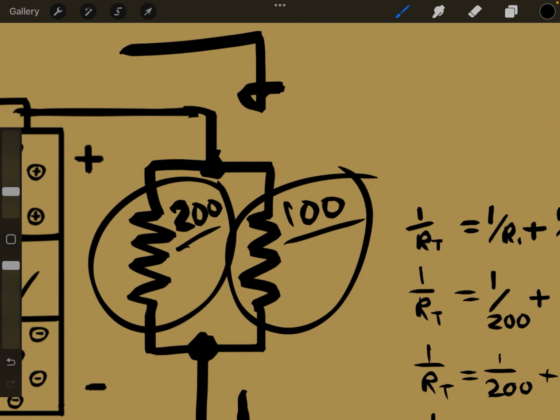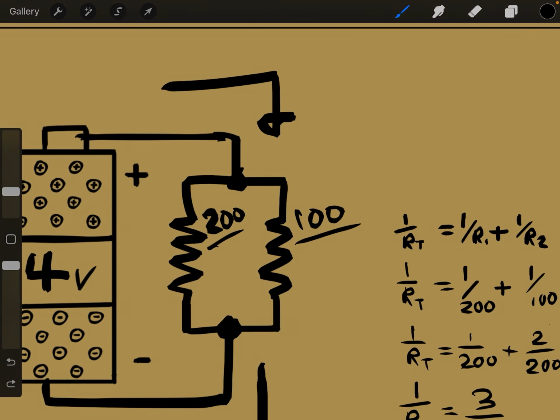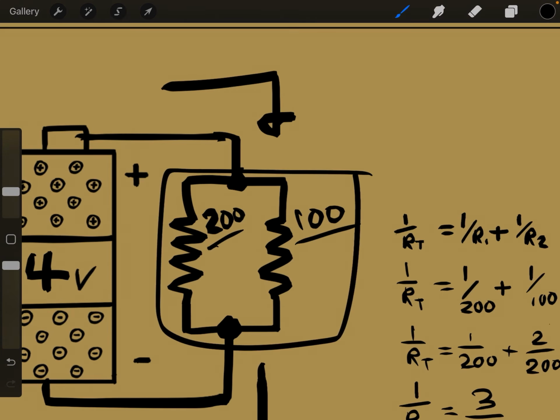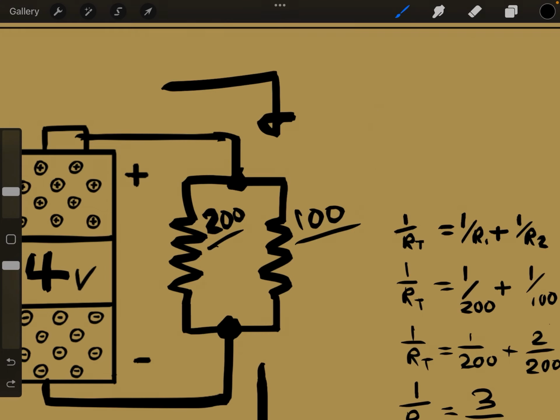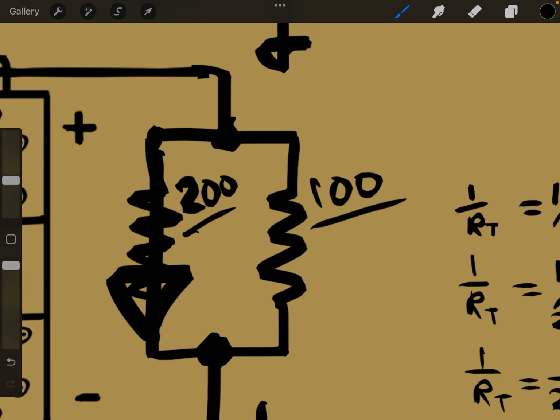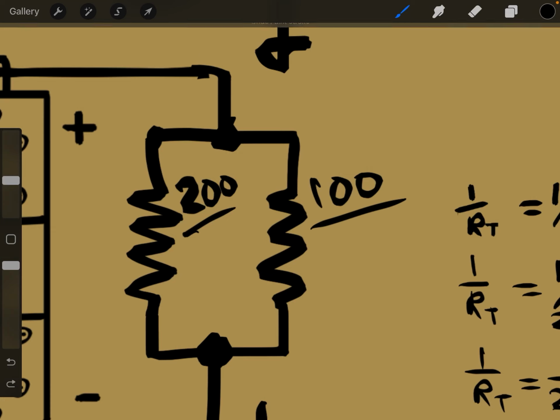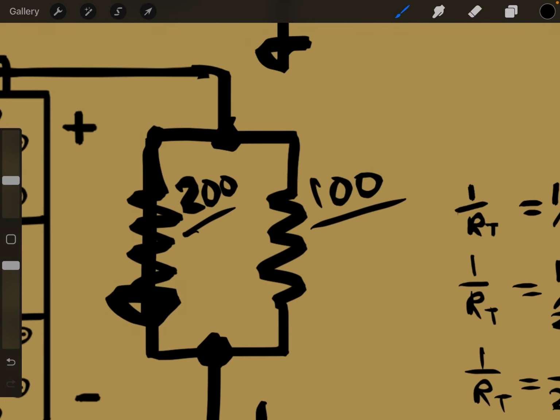But we have two resistors that aren't small. One of them's 200 ohms, and somehow the total thing combined is only 66 ohms? Yes. It's always going to be less. Think about it. There are now two paths that the current can go through. We're actually adding conductance because we've got two conductive paths here. There's going to be a lot less resistance than if there's only one path.